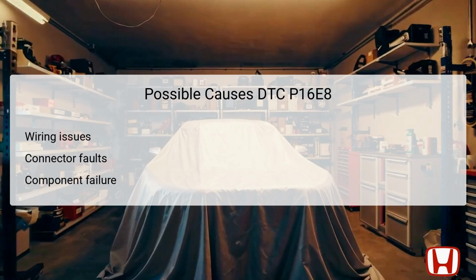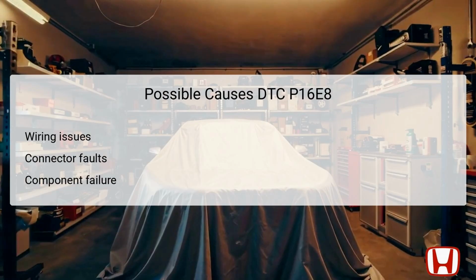Several factors could trigger the DTC P16E8. Firstly, wiring issues such as shorts or open circuits may disrupt communication between components. Secondly, poor or corroded connectors can impede electrical flow, leading to communication errors. These faulty connections can often be diagnosed by visual inspection or continuity checks.